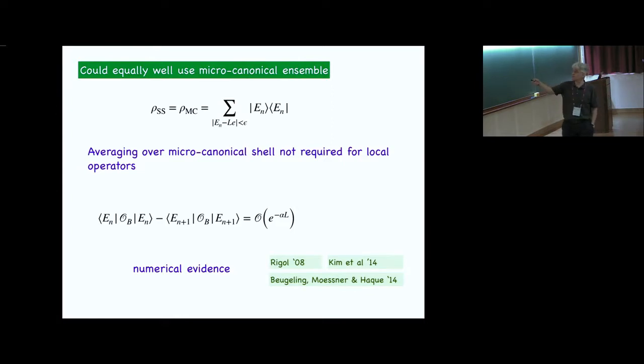So what it means is, if I'm interested in calculating the stationary values of local observables, I can take a single eigenstate of the Hamiltonian at the right energy density, and then calculate the expectation value of my local operator in that energy eigenstate, and that gives me the right answer. So in other words, I can drop this sum and work just with a single eigenstate in the microcanonical ensemble. This simplifies life quite a lot, and this is actually what we will do later when we come to integrable models. Now, how do we know this is true?